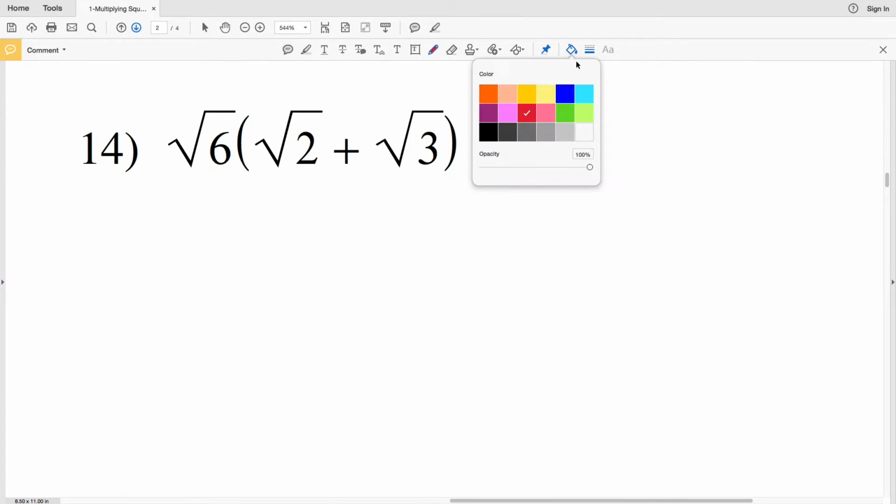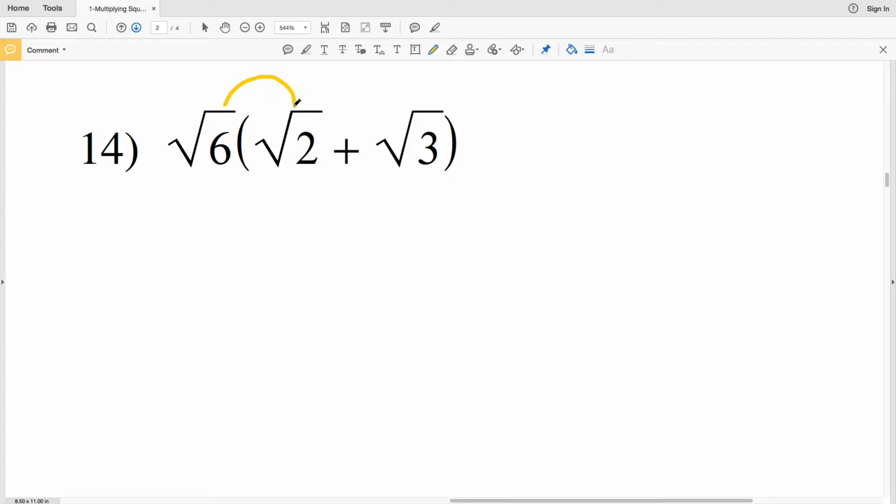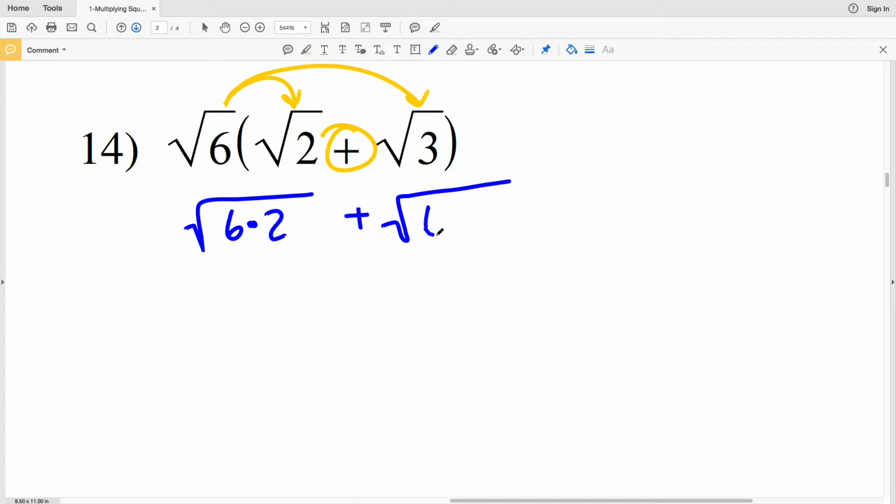In number 14, again, I'm distributing. That square root of 6 gets distributed to the square root of 2 and to the square root of 3 with addition in between. So the square root of 6 times the square root of 2 I can write as the square root of 6 times 2, plus the square root of 6 times the square root of 3, which I can write as the square root of 6 times 3. The 6 times 2 is within a square root, and the 6 times 3 is also within a square root. So the square root of 6 times 2 will give me the square root of 12, plus the square root of 6 times 3 is going to give me the square root of 18.